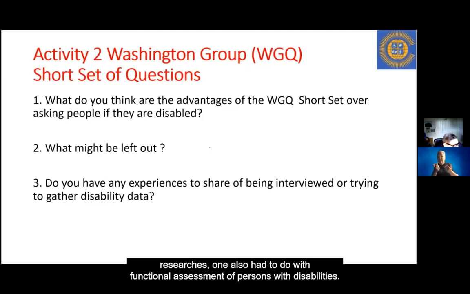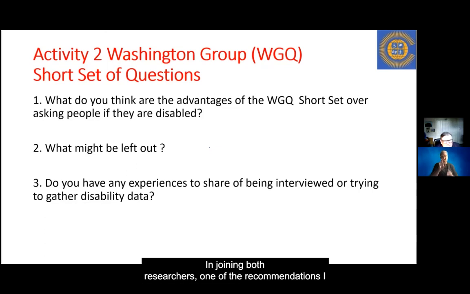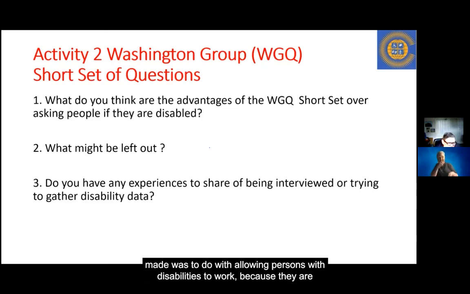Oh yes, we did that because I did 2 researches. One also had to do with functional assessment of persons with disabilities. So in joining both researches, one of the recommendations I made had to do with allowing persons with disabilities to work because they are functionally able to actually work and make income and have impactful living as opposed to just being on welfare.